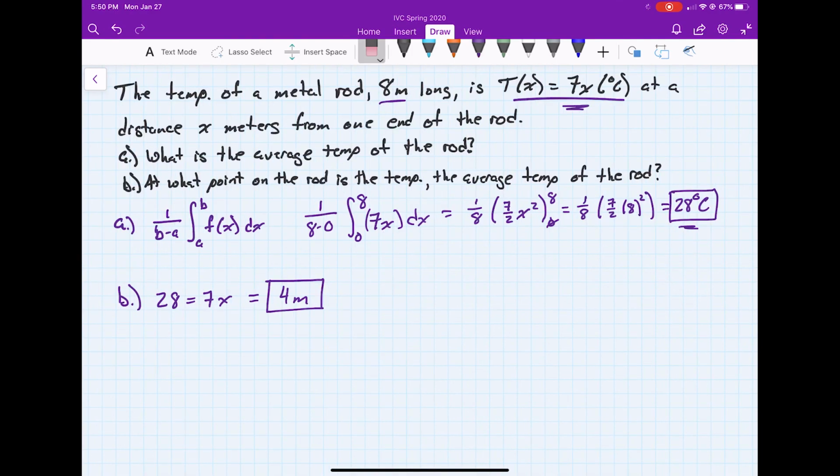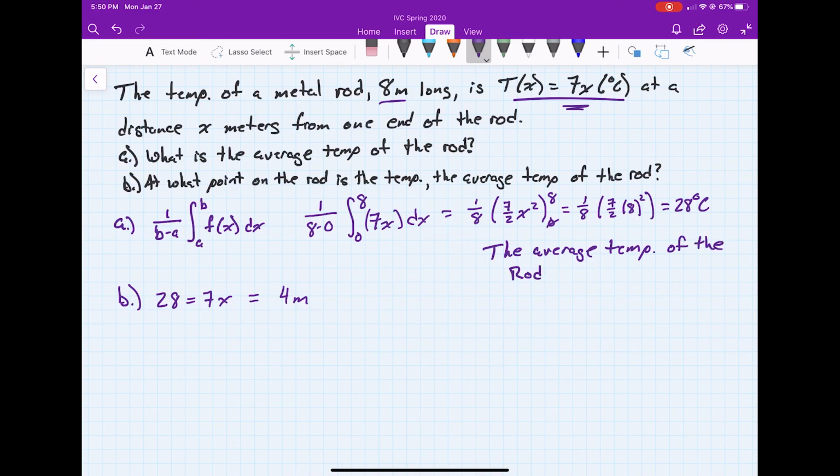So anyway, we actually can't leave our answer this way. So I'm going to take these boxes off. We have to actually write a sentence that describes the answers for these. So the sentence for the first one would be the average temperature of the rod is 28 degrees Celsius. So that's the answer for A, written out correctly.